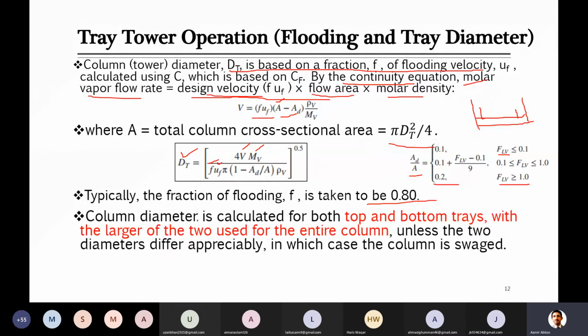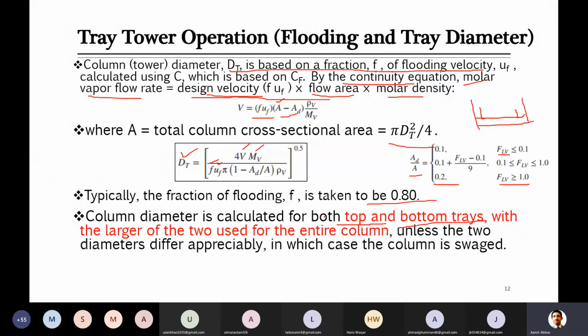When we calculate the column diameter, it is calculated for both the top and the bottom of the column. You calculate two values, one for the top of the column and the other for the bottom. There will be a difference between these two, because as we move towards the top of the tower there will be more vapor and less liquid as compared to the bottom, where there will be more liquid and less vapor.